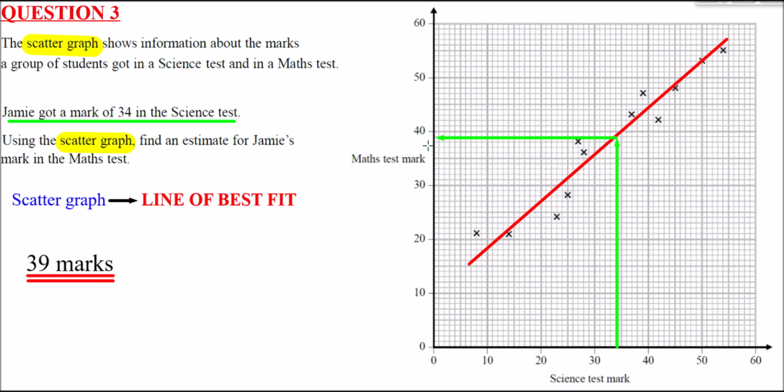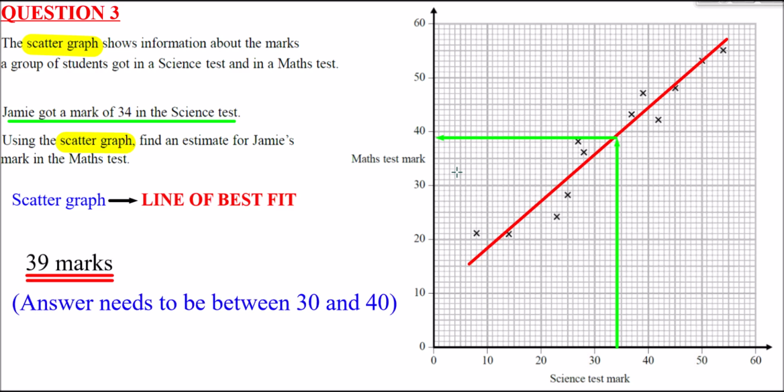It always depends on how you draw your line of best fit, and it is an estimate. So if you're sat there at home thinking, well, I got 36 or I got 40, it's not to say you're wrong, as long as you've got a line of best fit to show your working. What you do need is an answer in between 30 and 40. Otherwise, if you've got something different to 30 and 40, your line of best fit isn't quite close enough.